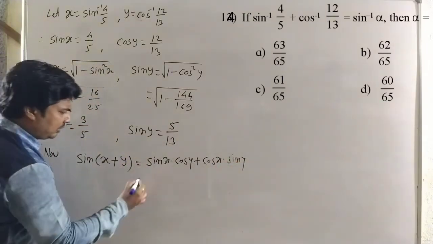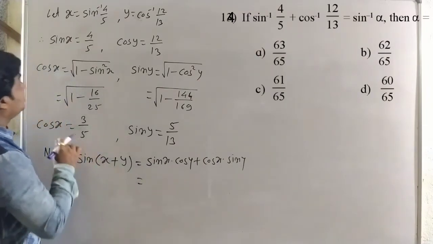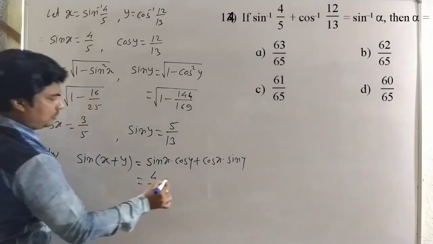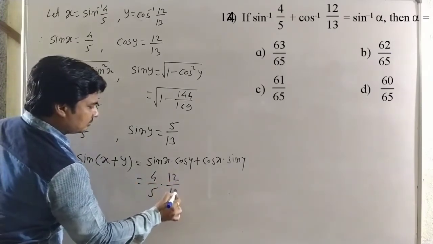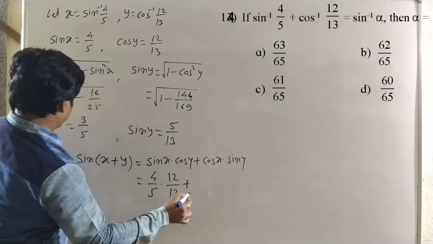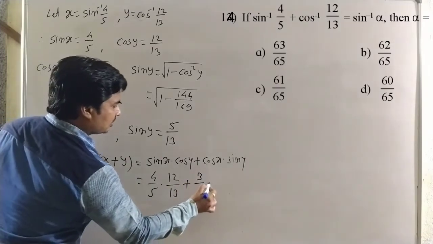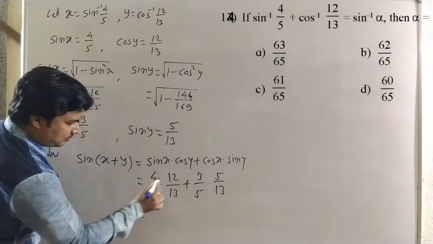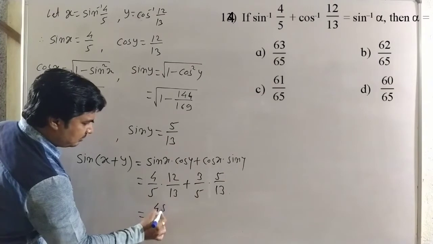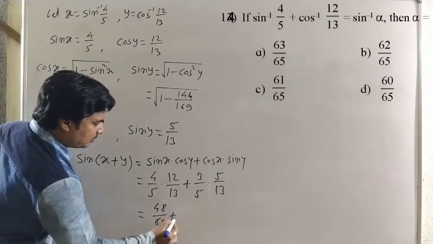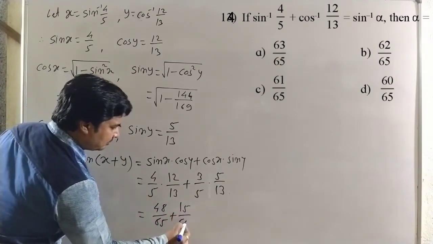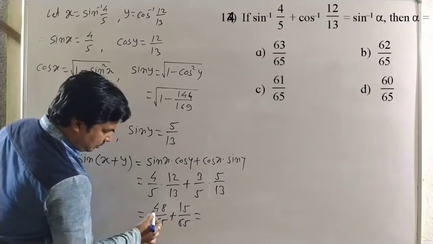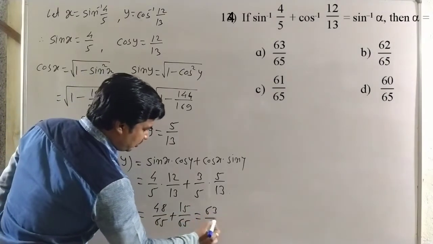Okay, now put in all the values. Sin x is 4 by 5, into cos y, 12 by 13, plus cos x, 3 by 5, into sin y, 5 by 13, and then take the calculation. It is 48 upon 65 plus 15 upon 65, and then 48 plus 15 is 63 upon 65.